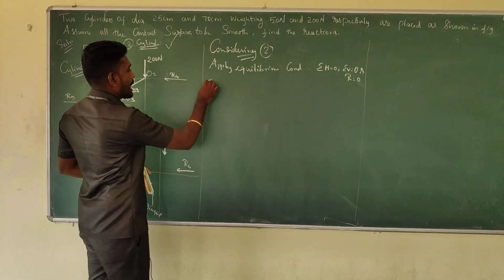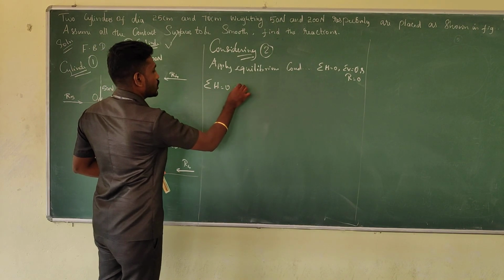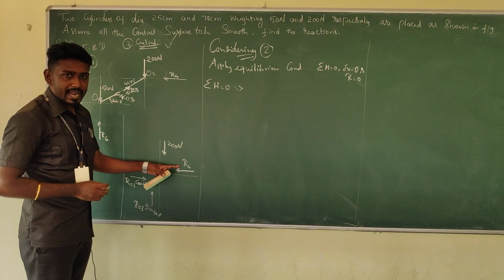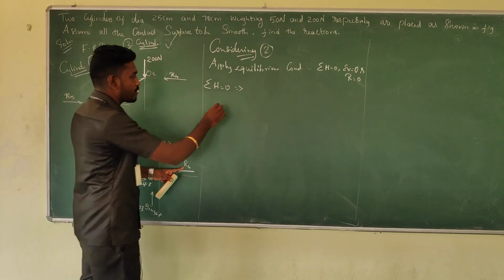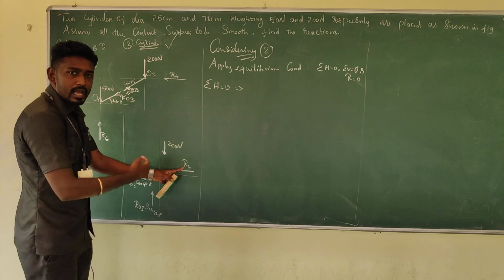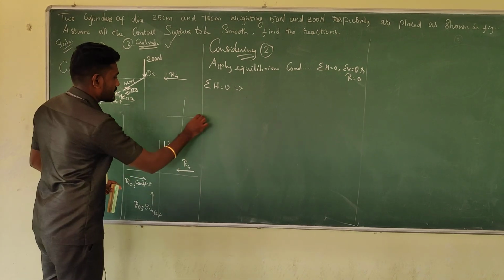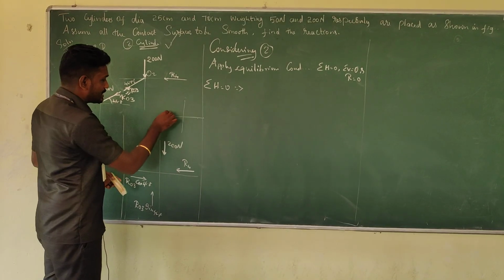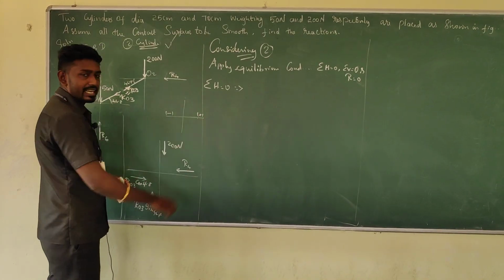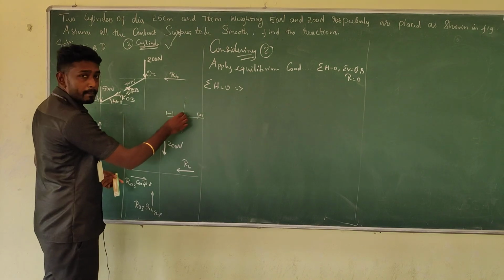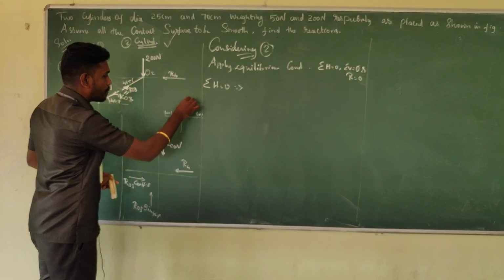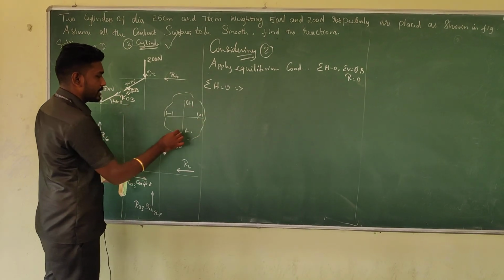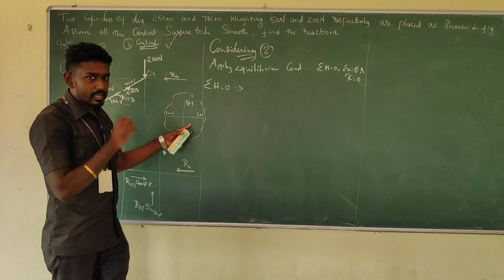So first try to apply the sum of horizontal forces is equal to 0. Just try to add all the horizontal forces. If the force is directed horizontally to the left side, it's a minus, if it is on the right side, it's a positive. When you come to the vertical one, if it is directed upwards it's a positive, when it is directed downwards it's a negative. This is how we need to designate the sign.